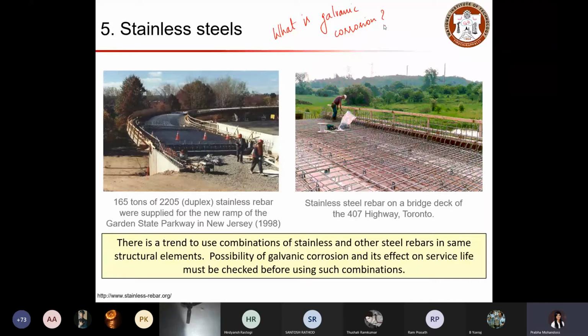Please make a note of it and look up what galvanic corrosion is. When we start the next class, I'll briefly tell you what galvanic corrosion is and its significance on the performance.